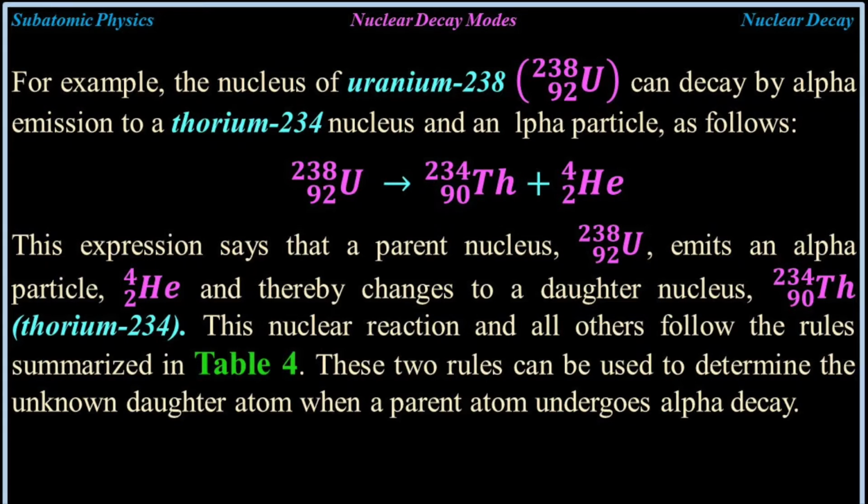Uranium-238 yields thorium-234 plus helium-4. This expression says that a parent nucleus, uranium-238, emits an alpha particle, helium-4, and thereby changes to a daughter nucleus, thorium-234. This nuclear reaction and all others follow the rules summarized in Table 4. These two rules can be used to determine the unknown daughter atom when a parent atom undergoes alpha decay.